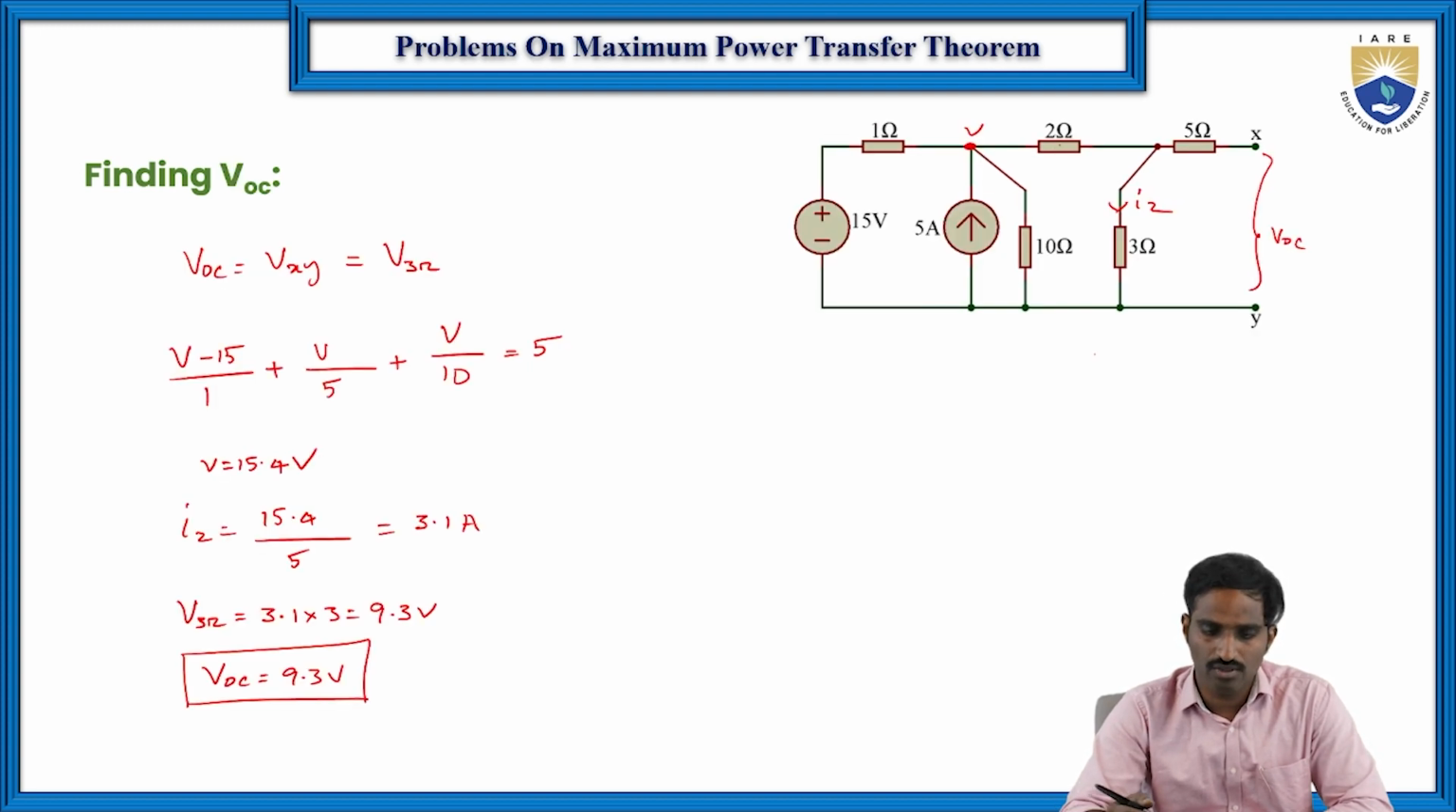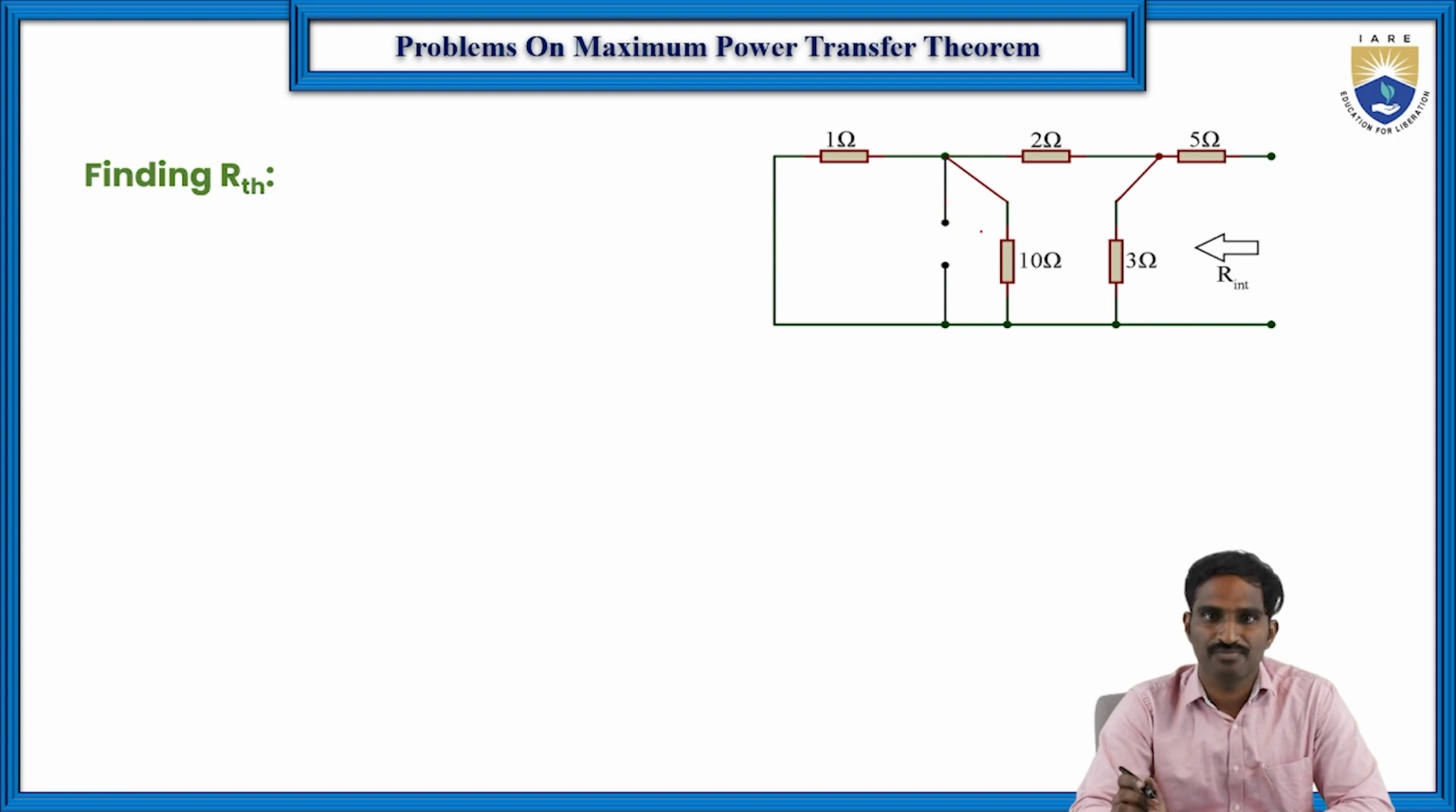Then of course now what we need to do to find the R Thevenin. We need to replace the voltage source with a short circuit, and this is an open circuit. This is the actual equivalent circuit, and here again it is easy. This 1 ohm and 10 ohms are in parallel. This parallel combination is in series with the 2 ohms, and this total combination is again in parallel with the 3 ohms, and this total combination is again in series with the 5 ohms.